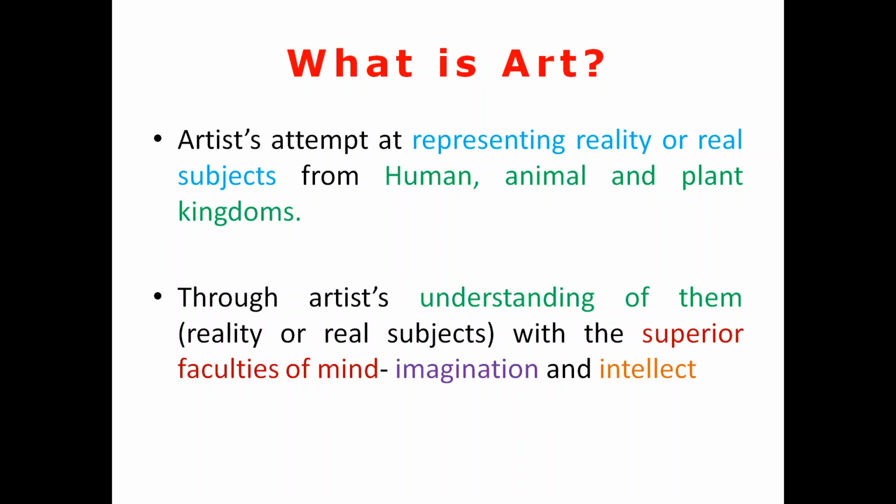Here, what you have to remember is that in art there is representation of reality, and the reality is taken from human, animal, and plant kingdoms. But when the reality is presented, that reality is understood by the author himself or herself. It is the understanding of the artist, and that understanding is reflected in his work of art. And in the process, the artist uses his superior faculties of mind, and the superior faculties of mind are imagination and intellect. You have to remember that the superior faculties of the mind of the artists are imagination and intellect.